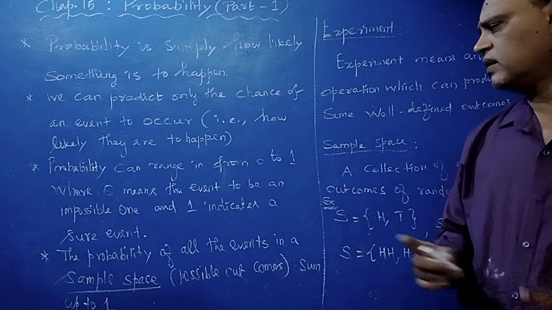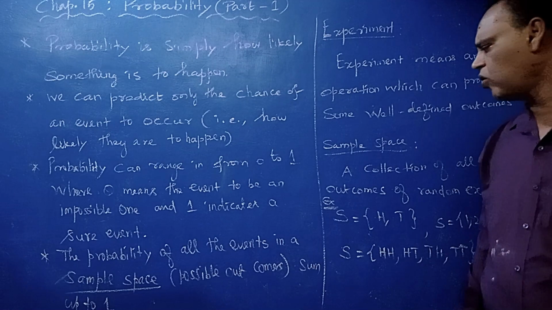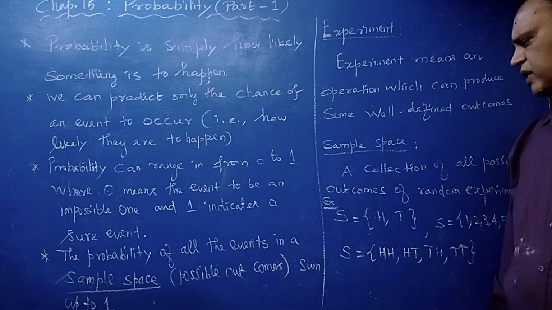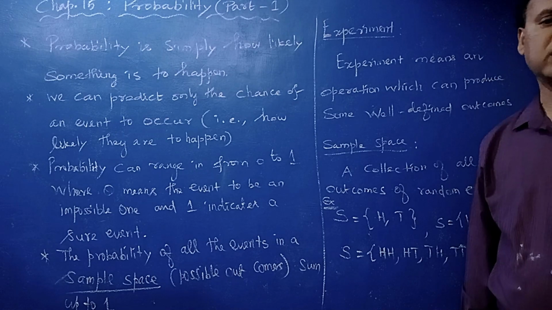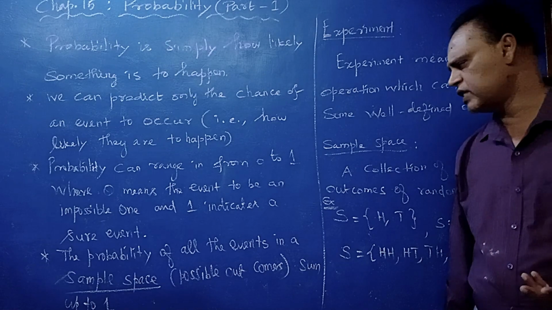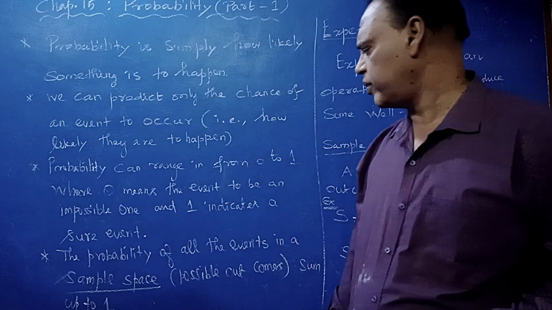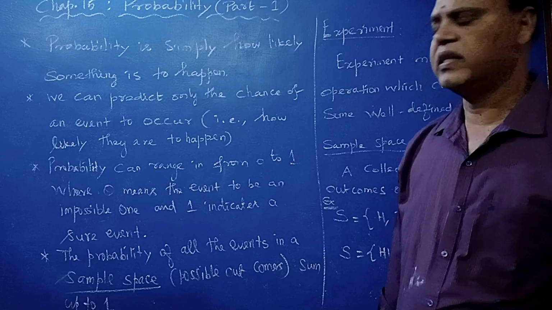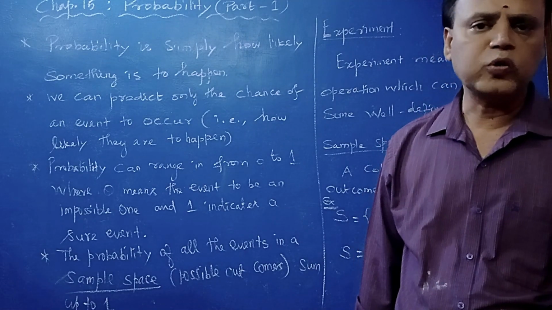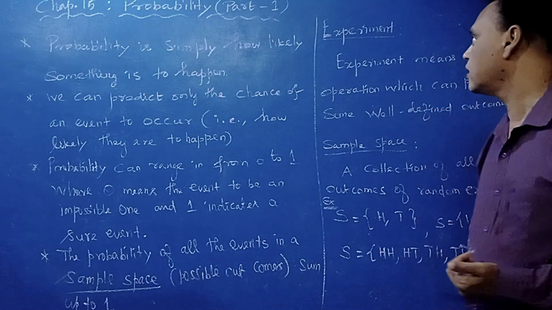Clear? Then the probabilities of all events in the sample space, that is, the collection of possible outcomes, always sum up to 1. The sum of the probabilities of all outcomes from the sample space is equal to 1. Understand? Now we'll see experiment.